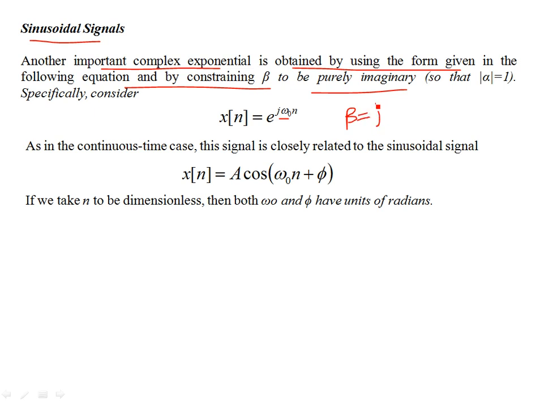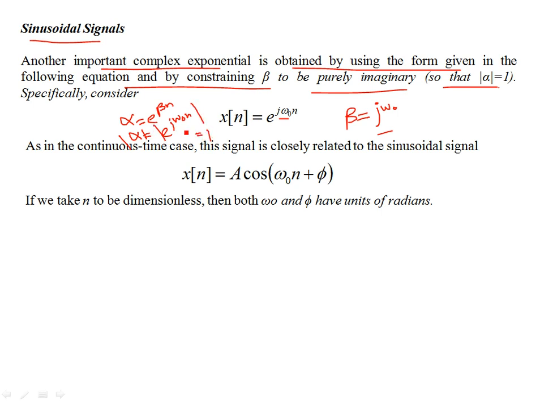And if that is the case, you can always expand this using Euler's expansion. The other thing to note is the magnitude of alpha. Alpha over here is e to the beta n. Remember, if beta is purely imaginary, which is the case over here, then alpha is e to the j omega naught n, and you can figure out that the magnitude of alpha is 1. Okay, so the magnitude of alpha is 1.